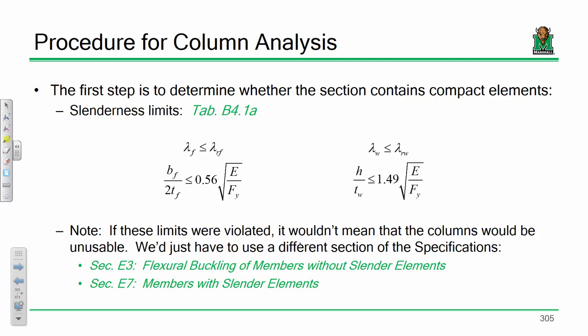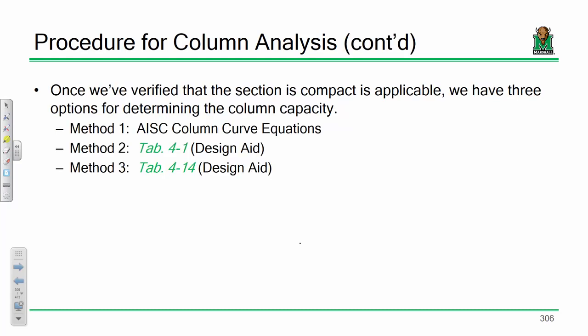Now, if I have a section that fails, that means it's susceptible to local buckling. Does that mean that the section is unusable, that if I put a feather on it, it's going to explode? No, it doesn't mean that the section's unusable. All it means is that we have to use different equations. So if you look at the spec, we're going to mainly be operating in section E3. Section E3 is flexural buckling of members without slender elements.